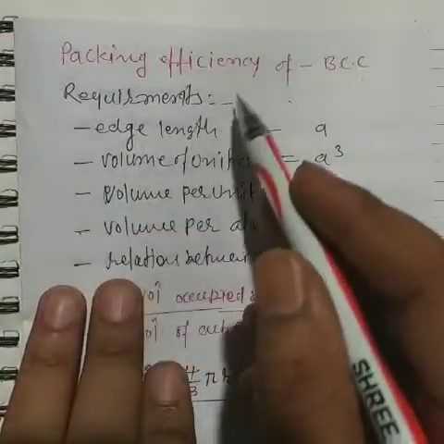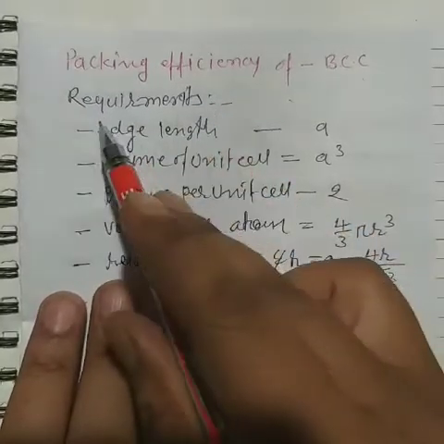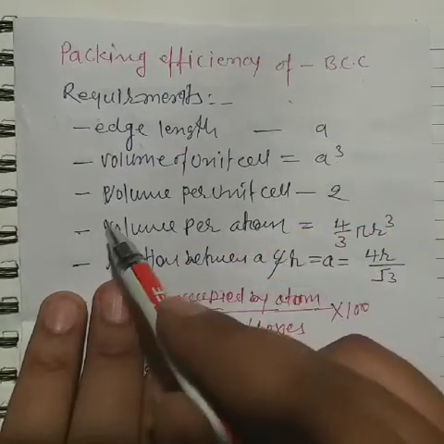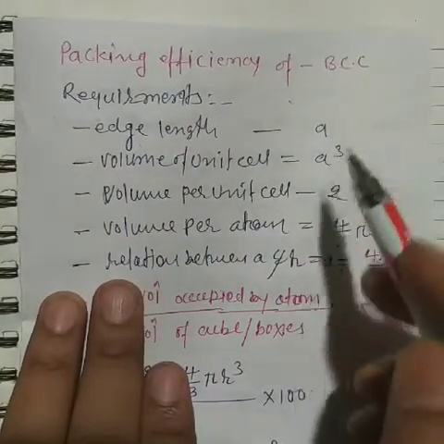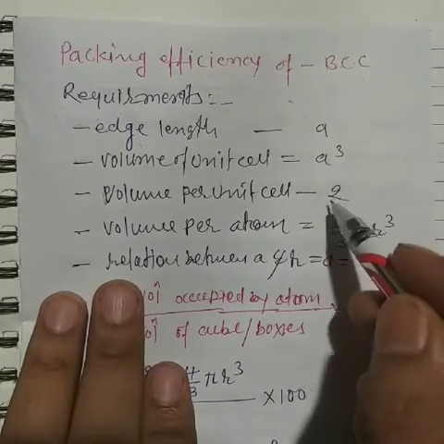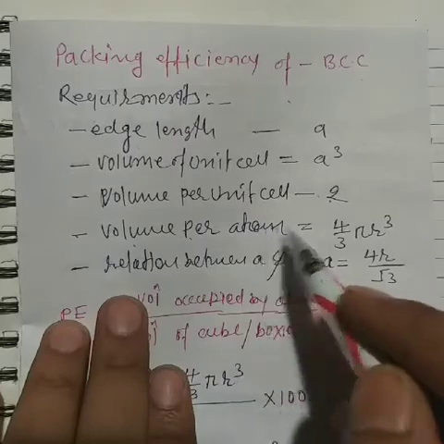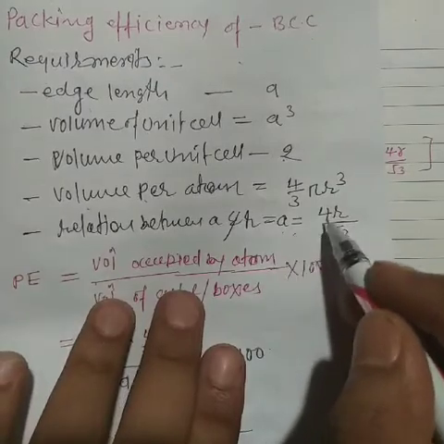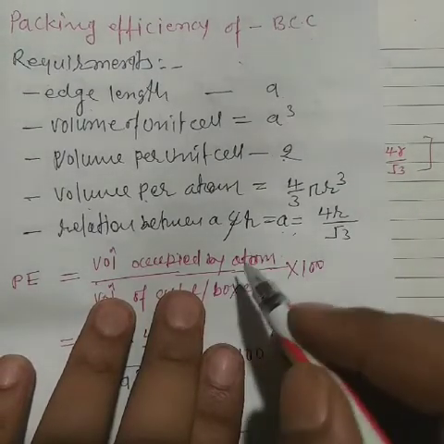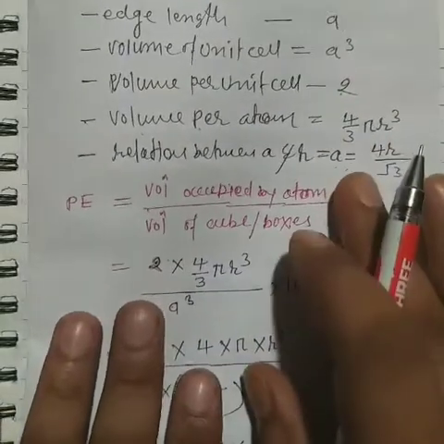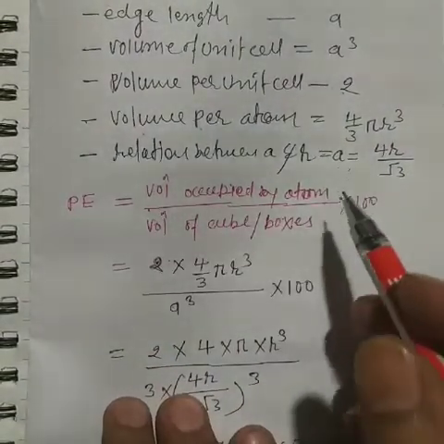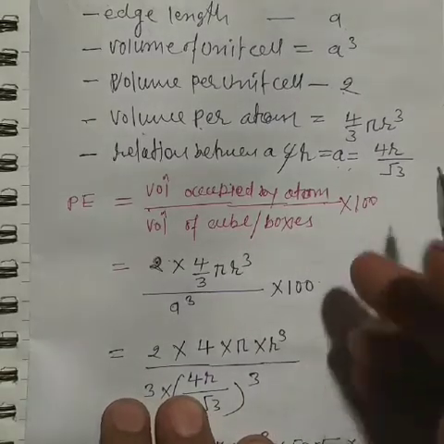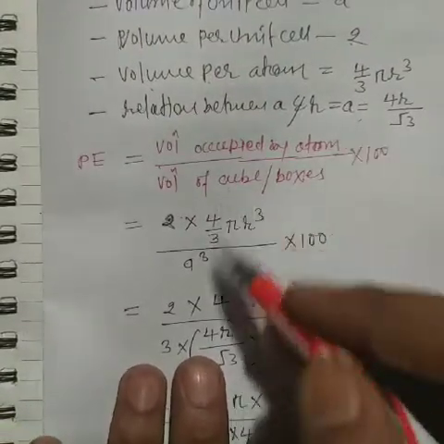Now next one is BCC. Now here it is the packing efficiency of BCC. Same as I told you just before. Now the requirements: edge length A, volume of unit cell A cube, atoms per unit cell 2, that means BCC has how many atoms per unit cell? 2. And volume per atom 4 by 3 pi r cube, and the relation between edge length A is equal to 4r under root 3, which we calculated just before. As we know, the formula is volume occupied by atoms upon volume of cube or box into 100.